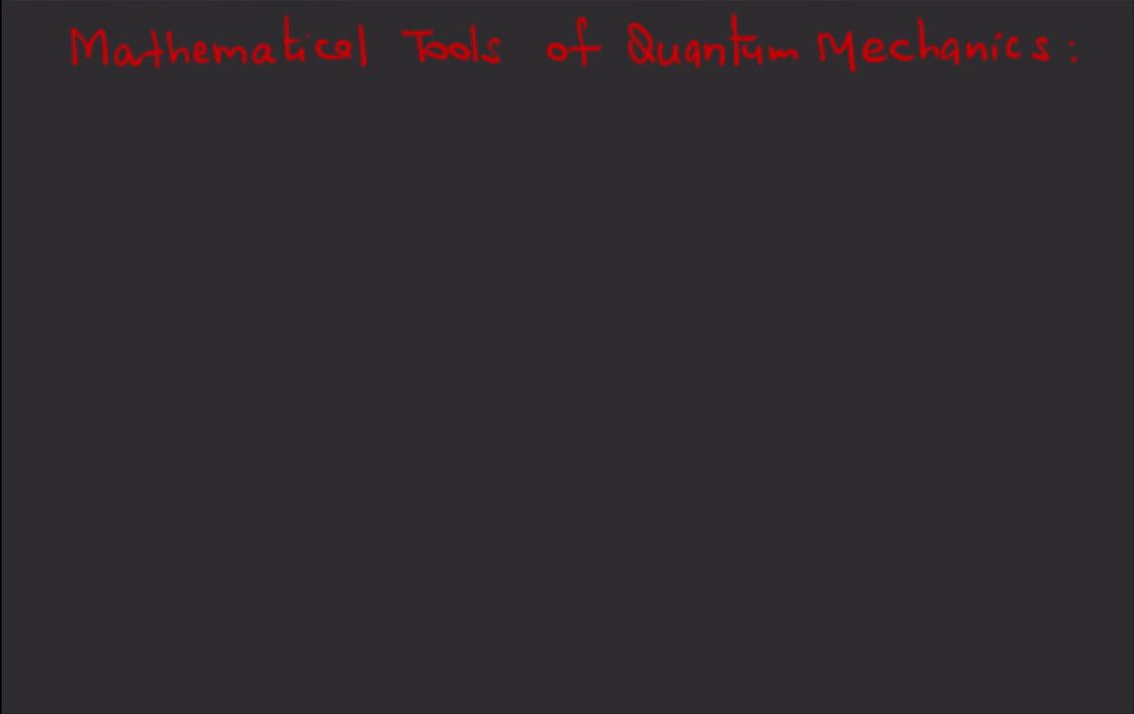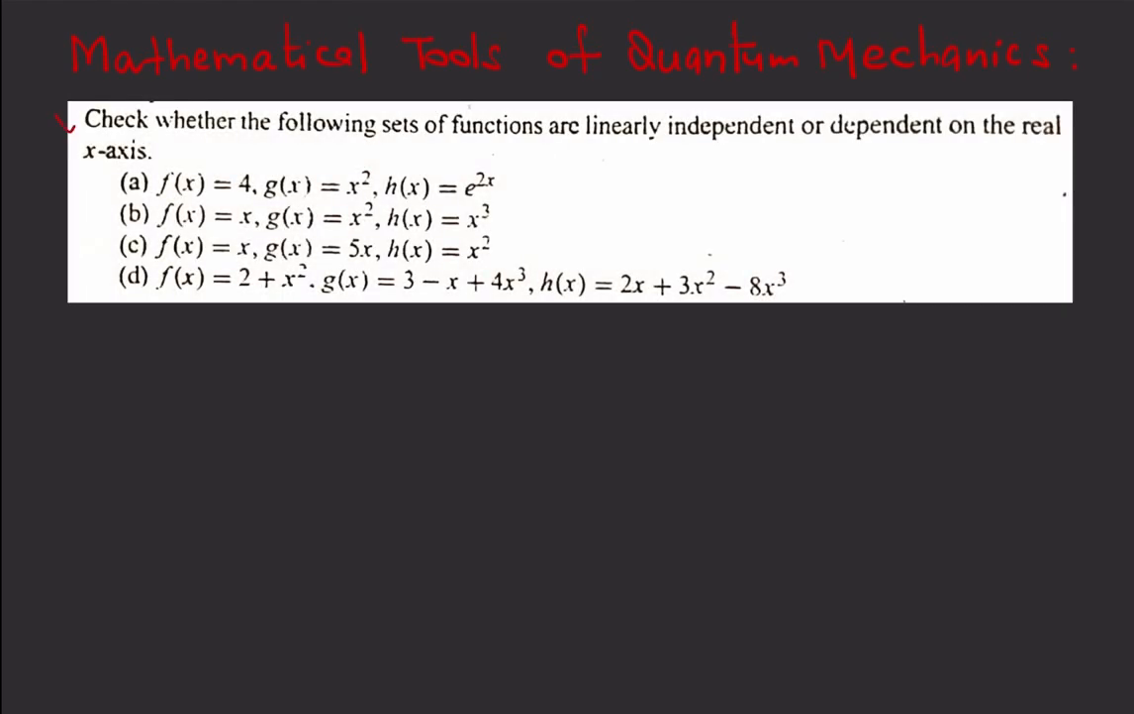Let's start the lecture. See on the screen, the problem is: check whether the following sets of functions are linearly independent or dependent on the real x-axis. The first set is, let us solve the first set. There are three functions: f(x) is equal to 4, g(x) is equal to x square, and h(x) is equal to e to the power 2x.